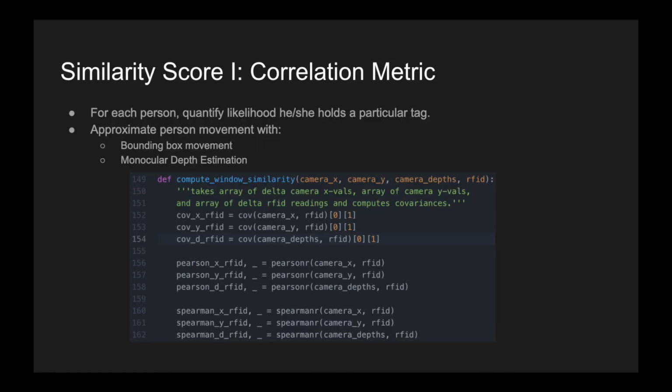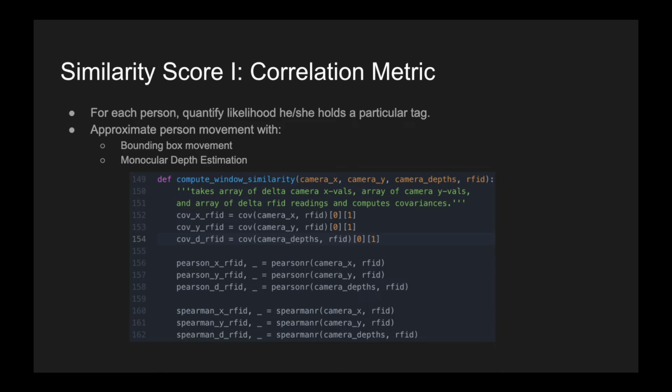If a person and an object are moving in a similar way, it is likely that the person is carrying the object. Our similarity score is designed to pick up on this. It gauges the distance a person is from the camera using monocular depth estimation, and it gauges the distance an object is from the camera using the RSSI value. To make our metric more robust, we also considered the motion of people by measuring how much the centroid of their bounding box moved across time. As you can see in our similarity function, we compute correlations between changes in bounding box coordinates and RSSI, and between changes in estimated depth and RSSI for a particular person-object pair.